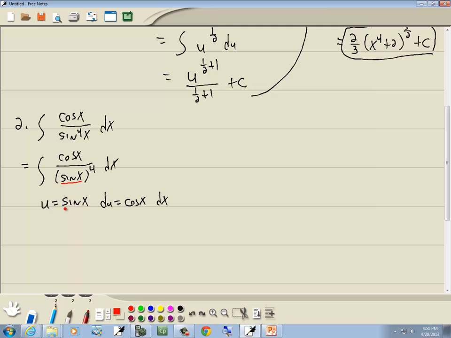So this sine x here matches that. Cosine, cosine, dx, dx. See how everything matches up? So we can do our substitution now. Replace sine x with u. So we've got 1 over u to the fourth. And cosine x dx gets replaced by du.